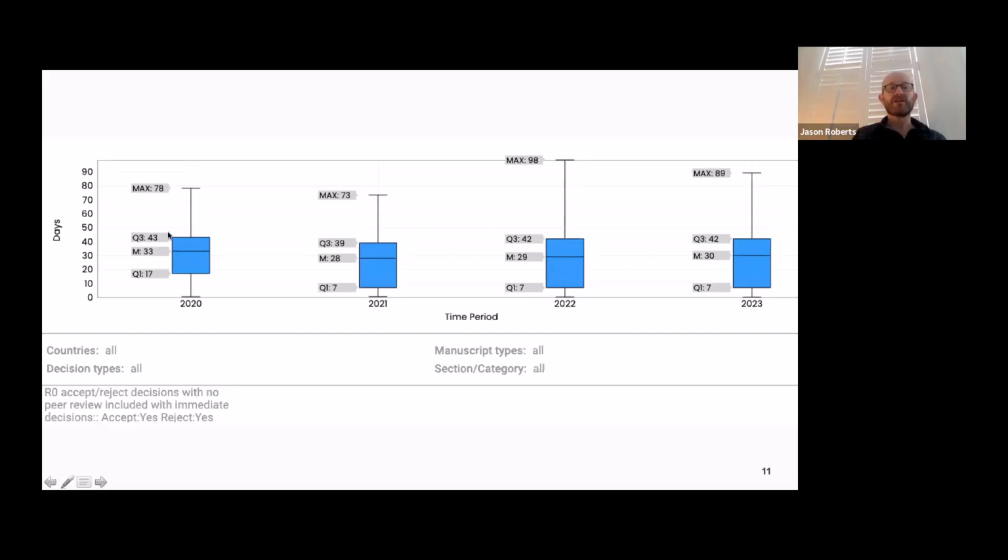But this is the interquartile range. So my third quartile starts at 43 days, and my first quartile ends at 17 days. So what you can see here is that the distribution of all the results was actually much narrower in 2020. So we were pretty consistent, but we were a little slower than the following year. The following year was quicker, but we were a little more distributed.